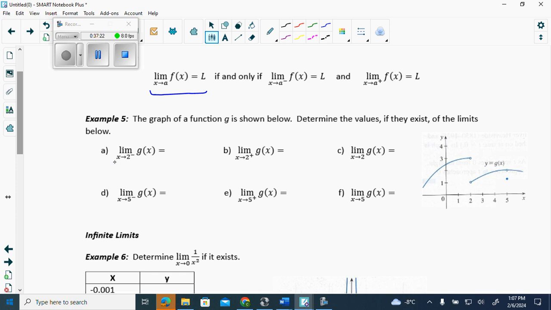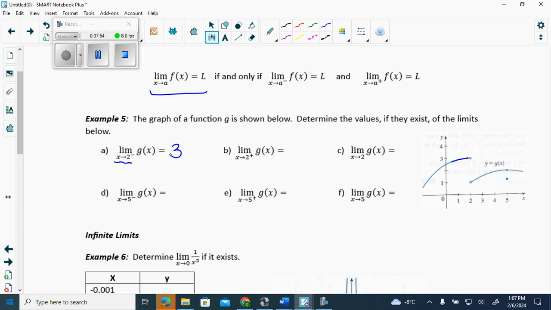What does this one mean? 2 from the left. We agree? Do I care about any of the rest of the graph? Nope, just 2 from the left. So I'm going to take my little pen. I'm going to go close to 2 on the left and follow it. Here's 2. I'm going to go from the left. What's it approaching? What y value? 3. Done. From the left, it's approaching 3. We agree?